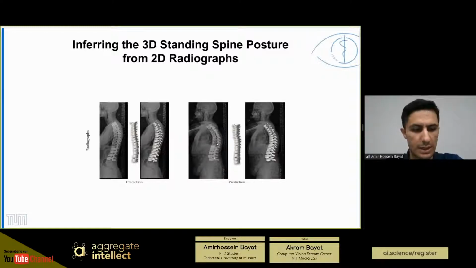Here are some examples visualized. We have 2D radiographs or X-rays from different patients, and these 2D images are going to be the input to the neural network that we are going to introduce. And you can see the 3D reconstruction of the spine, which is superimposed on the input images. And as you see, they match each other. They are visualized as the network predictions. In the next sections, I'm going to go into more details about the network architecture, how we train it, and how we acquire the data for training such a model.